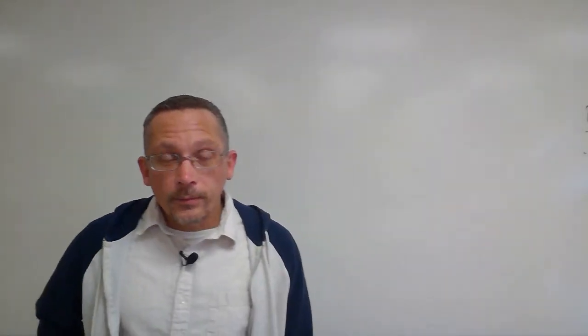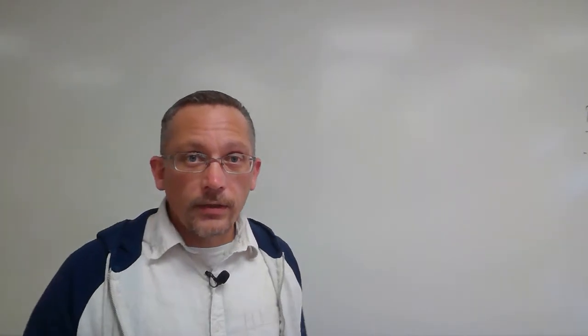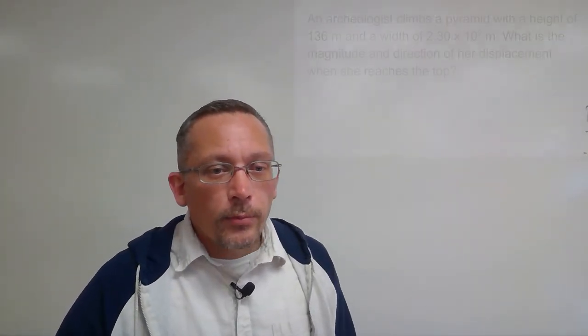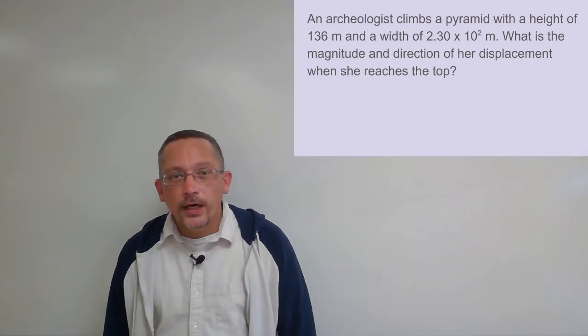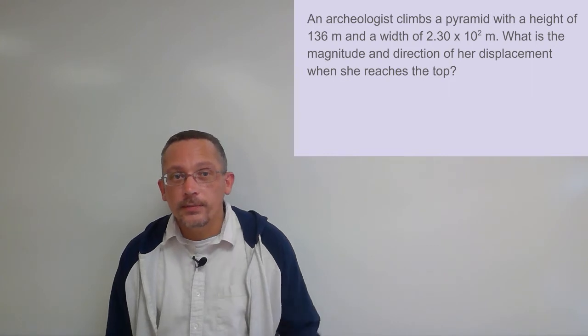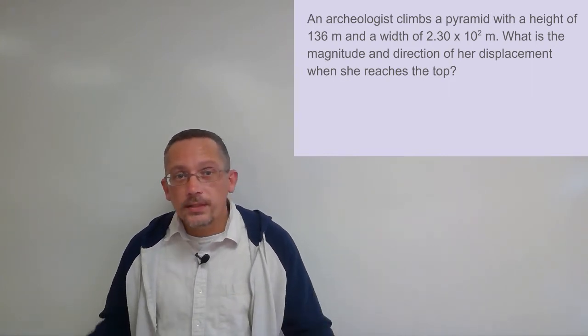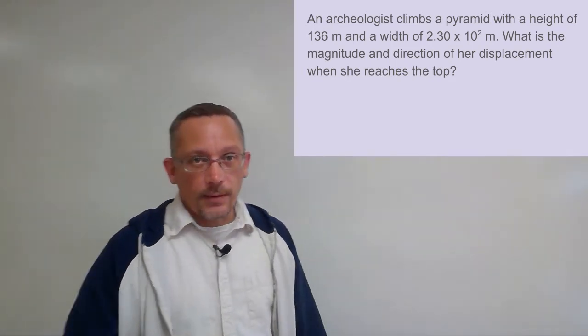Okay, let's look at a problem and we'll see how to go about using these to find the resultant of two vectors. The problem we have in front of us here: an archaeologist climbs a pyramid with a height of 136 meters and a width of 2.30 times 10 to the second meters. What is the magnitude and direction of her displacement when she reaches the top?